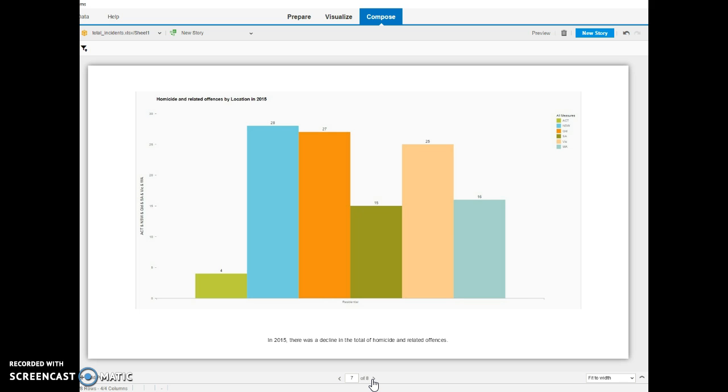In 2015, there was a decline in the total of related offences in New South Wales, Victoria and Queensland, while South Australia as well as Western Australia saw an upward trend in the figure.